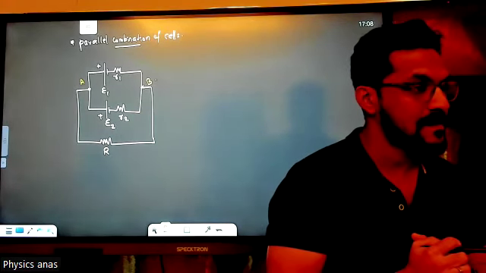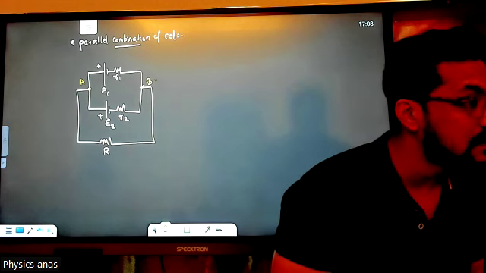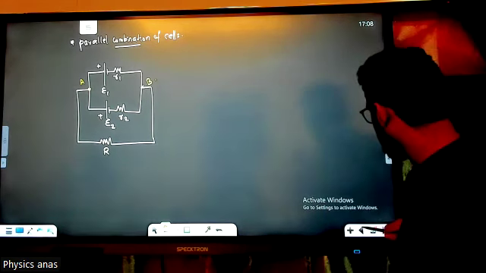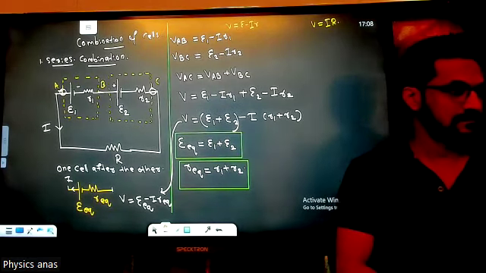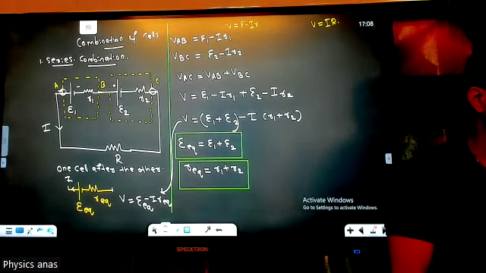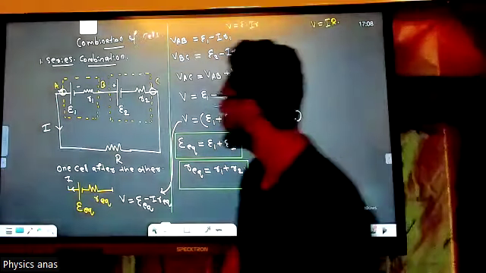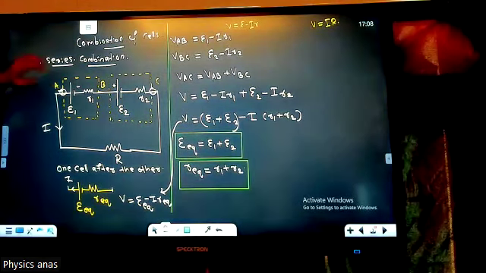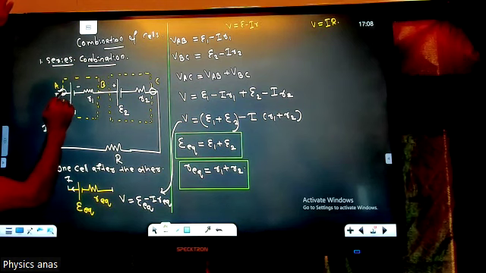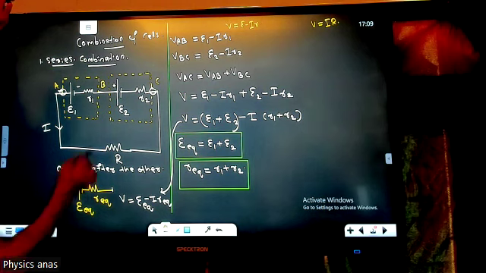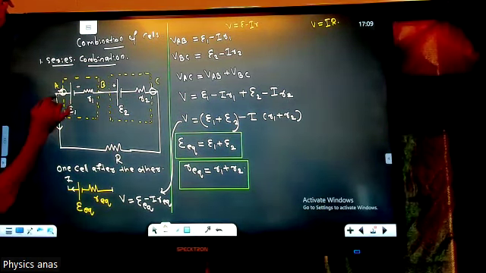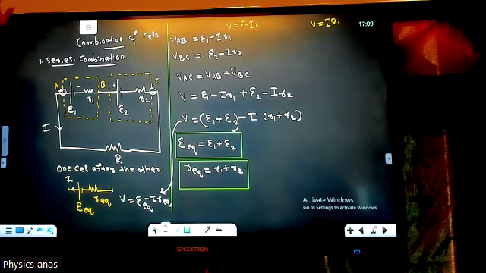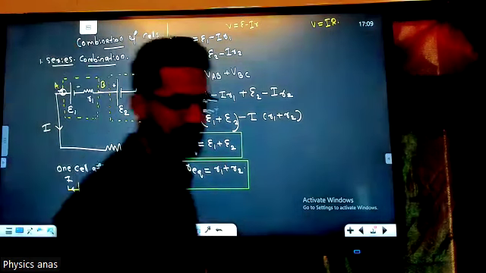So how is the series combination? Series combination is like this, positive to negative. This is the voltage between A and B, the first voltage. Voltage between B and C, the second voltage. Now we are considering the voltage between A and C.